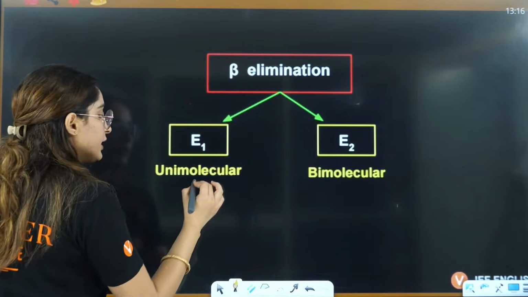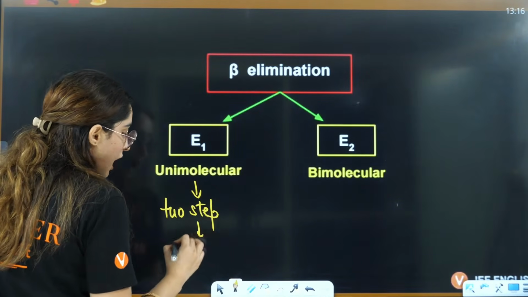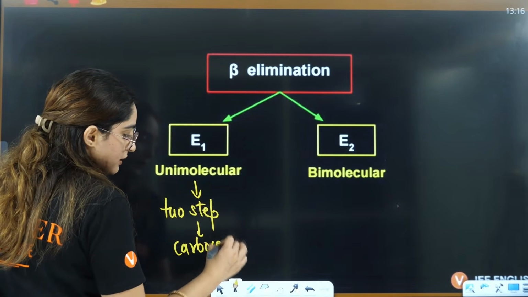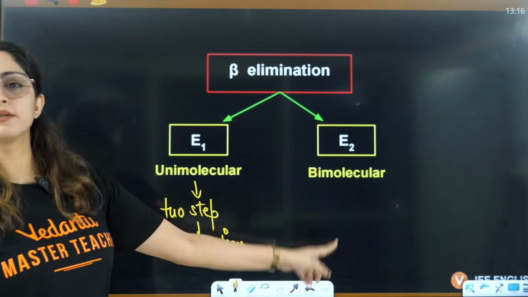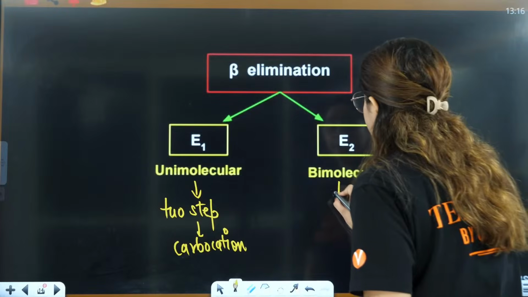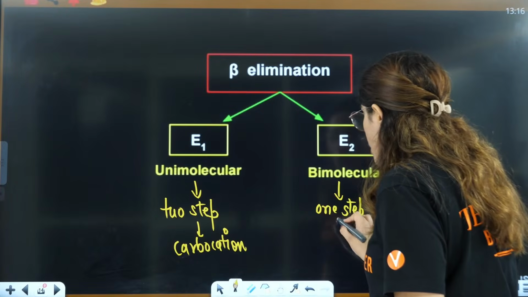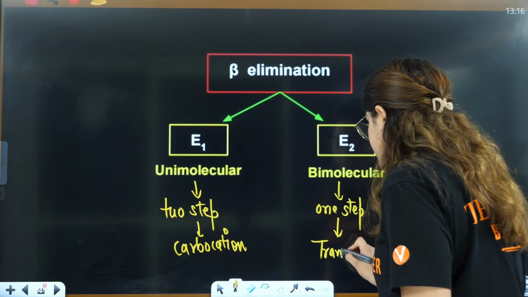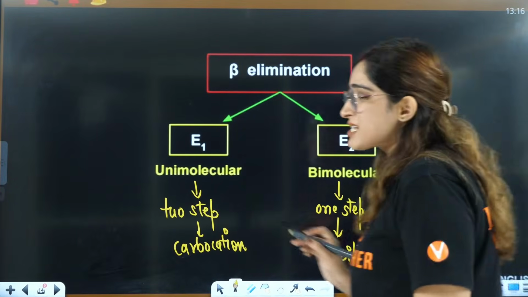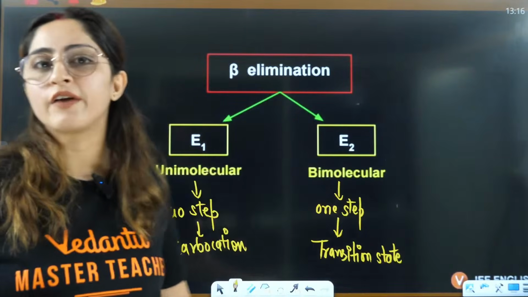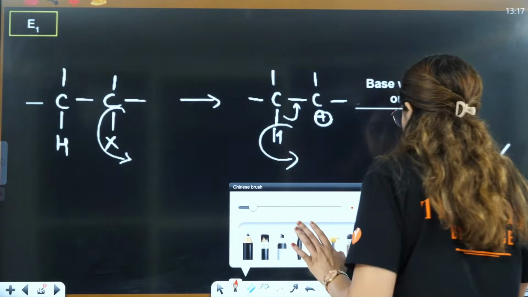In E1, it is a two-step mechanism. Here carbocation will be formed. If it is 1, that means it is 2-step. If it is 2, that means it is 1 step. That's how you can remember this. And in 1 step, there is no carbocation, only transition state is formed. Just like you have SN1, SN2, in the similar way you have this. Obviously SN1, SN2 is asked in more detail, but this also you should know.